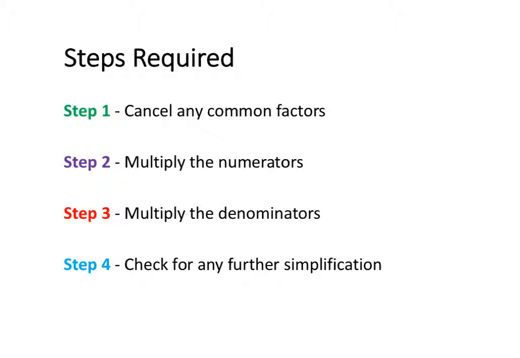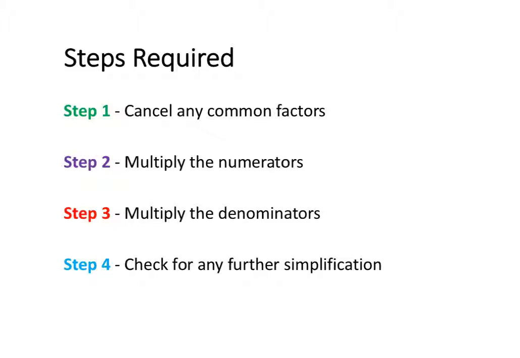Once we've cancelled the common factors, we want to multiply what is left across the numerator for step 2. Then once we've done the numerator, we want to multiply what is left in the denominator for step 3. Once we've done step 2 and step 3, you want to check your answer in step 4 for any further simplification. If there's no more simplification, then you have answered the question. If you can, go ahead and simplify and write a simplified answer.